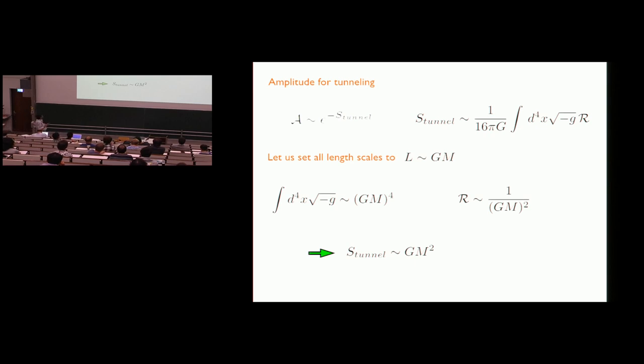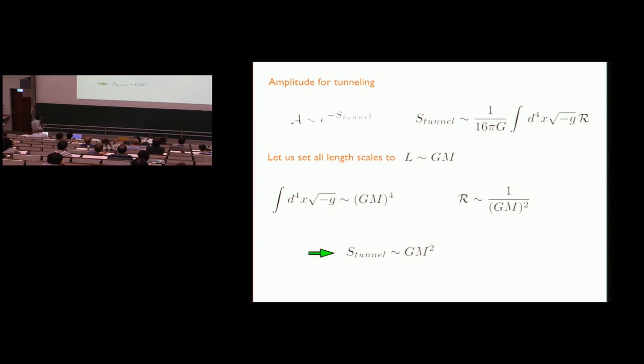The amplitude of tunneling is e to the minus some classical action, and the classical action, of course, you have to find from the Einstein action. How do we estimate this? Let's just get some very crude estimate just to get started. In all this, let's put all the length scales to be of order GM. There's only one length scale in the problem, like we saw last time. It's just order GM.